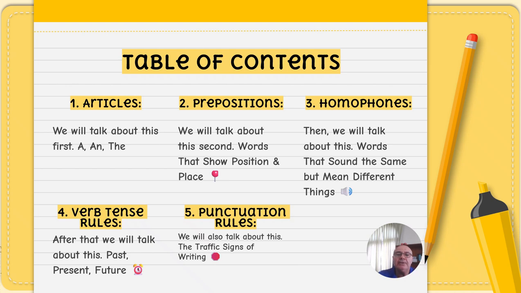In this video, we'll explore the most important rules of English usage and grammar. First, we'll look at articles, a, an, and the. Then we'll move to prepositions, the words that show position and place. Next, we'll study homophones, words that sound the same but mean something different. After that, we'll cover verb tenses rules, past, present, and future. Finally, we'll finish with punctuation rules, the traffic signs of writing. By the end, you will have a simple, complete guide to these 5 essential grammar topics.